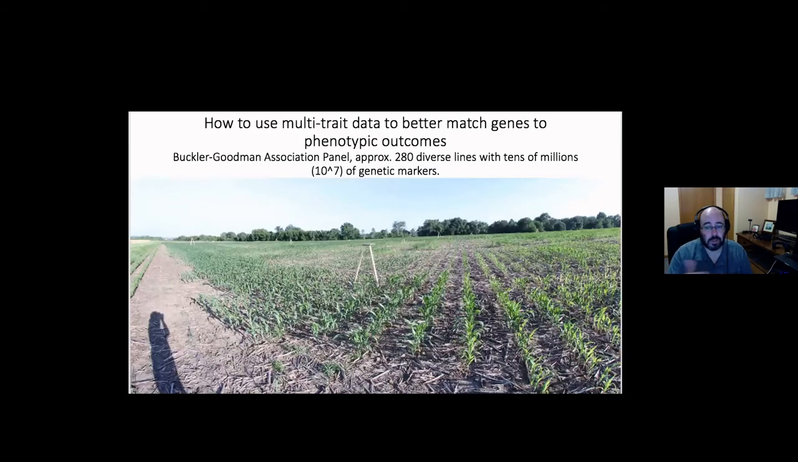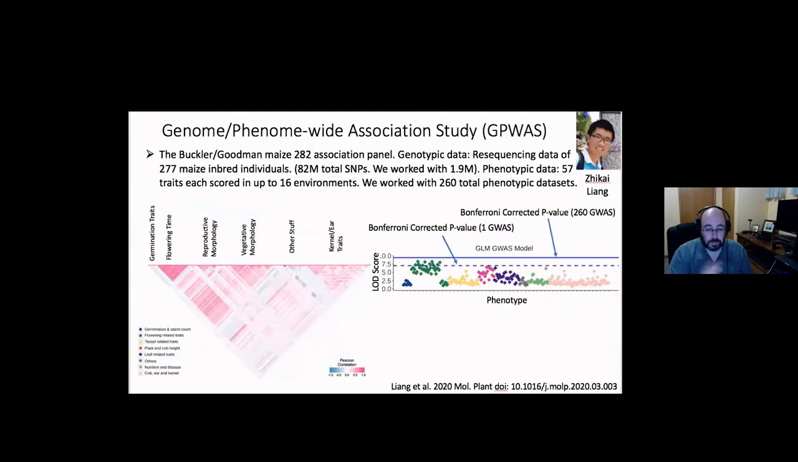For this, I'm going to be working instead of sorghum with a maize population, slightly smaller with about 280 lines, but genotyped for tens of millions of markers. And by mining the literature, we were able to assemble a set of about 260 unique phenotypic data sets, which can either be different traits or the same traits scored in different environments in different years. You can see that some of these phenotypes are quite correlated with each other, others are not.